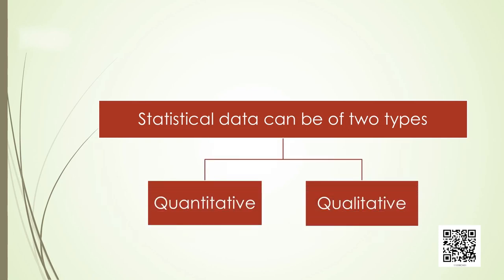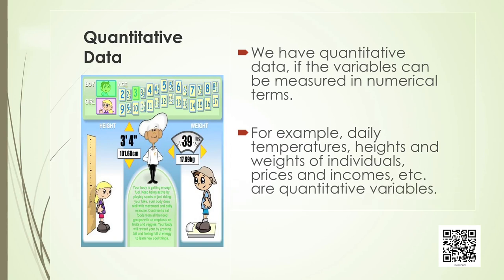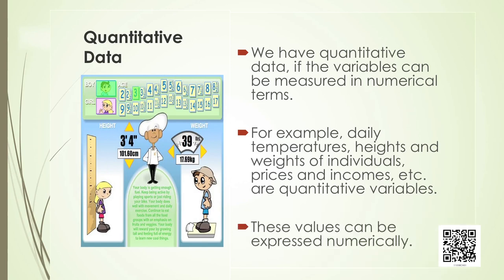Statistical data can be of two types, quantitative data and qualitative data. Let us understand the difference between quantitative and qualitative data. We have quantitative data if the variables can be measured in numerical terms. For example, daily temperatures, heights and weights of individuals, prices and incomes, etc. are quantitative variables. These values can be expressed numerically.